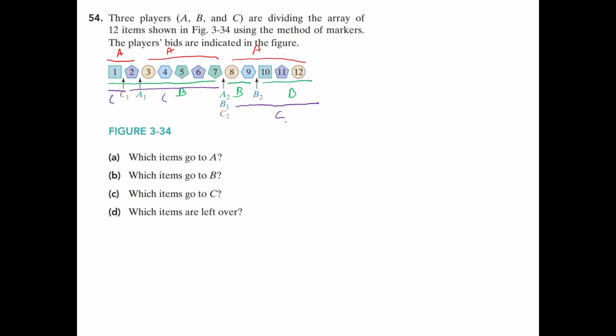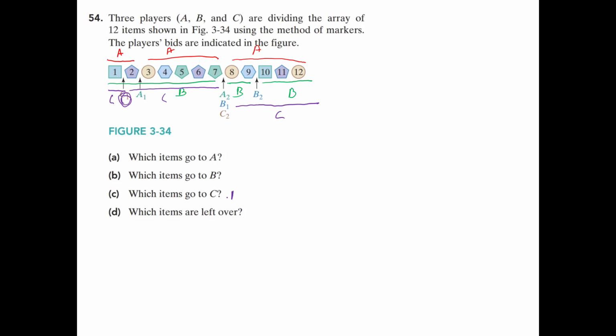And so the method of sealed markers, what you do is you look from left to right. The first person to get their share is whoever has the first marker first. So the first marker comes right here. That right there is our first marker, and so then C1 is the first one to get his share, and he gets 1. Which items go to C? He gets 1.